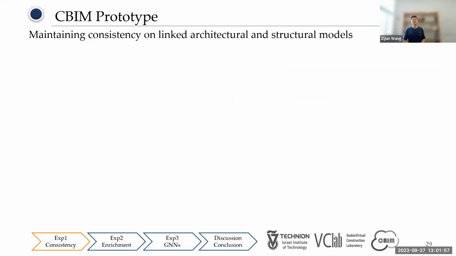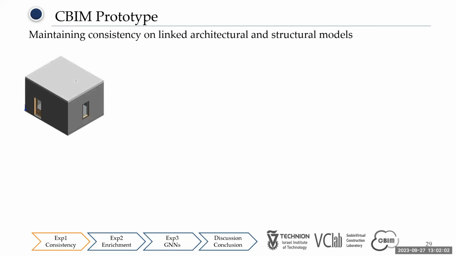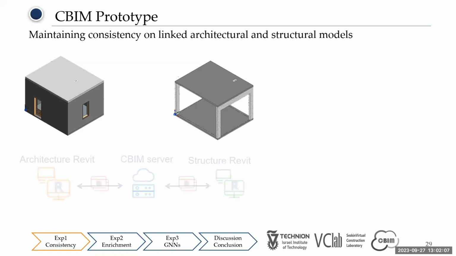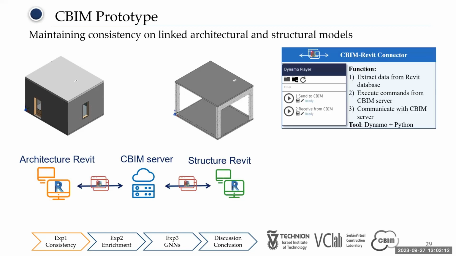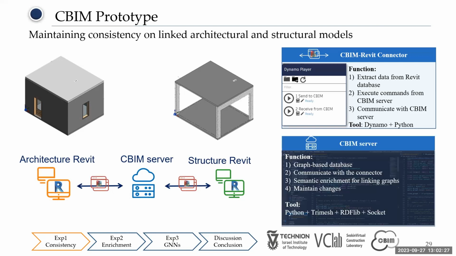We use a C-BIM prototype to validate the idea. The developed C-BIM prototype contains one architecture model and a structure model. They are placed in two different software, and then we construct the C-BIM Revit connector to communicate with the local software and the cloud. This connector is compiled by Dynamo and Python. It mainly retrieves the information and communicates with the cloud. And the C-BIM server is compiled by Python and some third-party libraries.